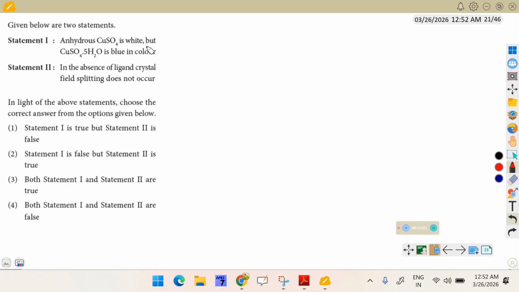Anhydrous CuSO4 is white, but hydrated copper sulfate is blue in color. Correct. In the absence of ligand, crystal field splitting does not occur. Correct. Statement 1 is correct. Statement 2 is also correct.